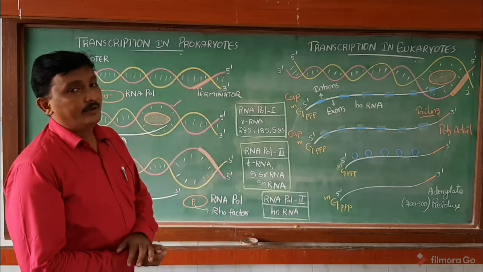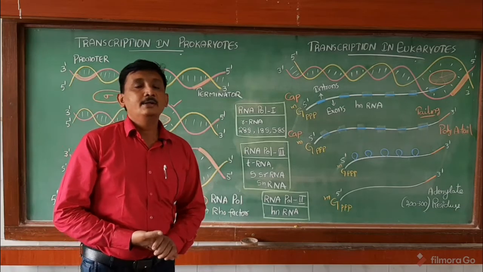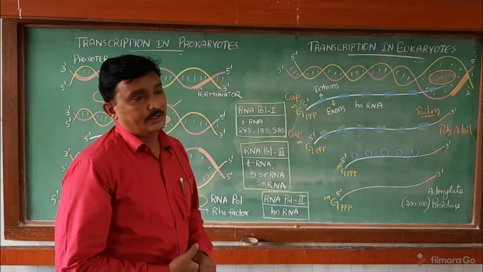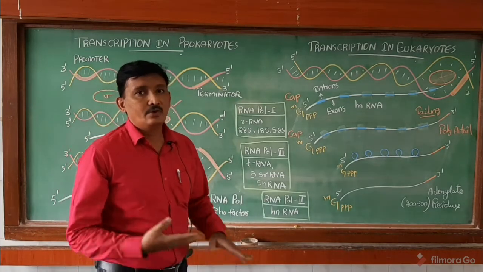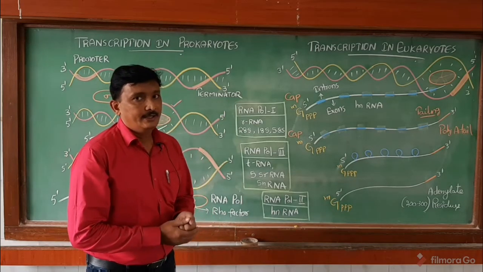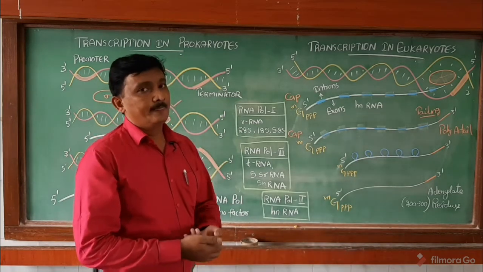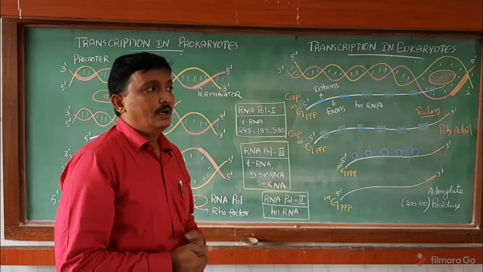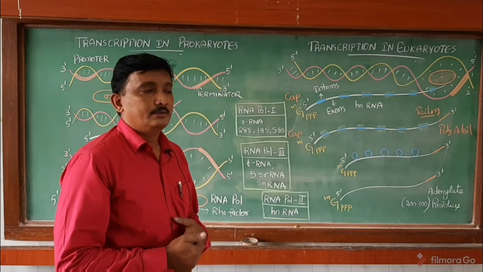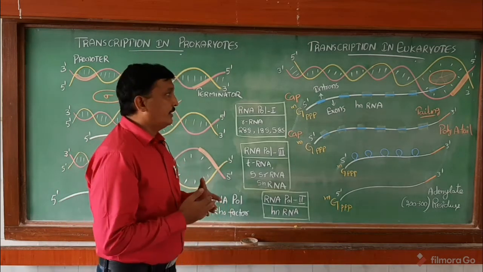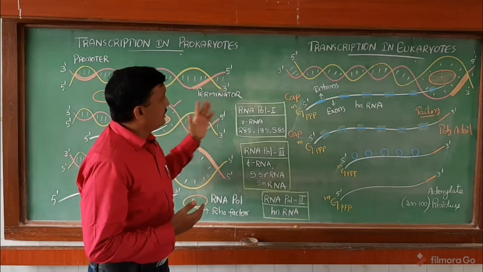Today in this class I am going to explain the difference between transcription in prokaryotes and eukaryotes, right? So transcription means formation of RNA from DNA. RNA is copied from DNA, that is called transcription. And what are the differences in this formation of RNA from DNA in both prokaryotes and eukaryotes?